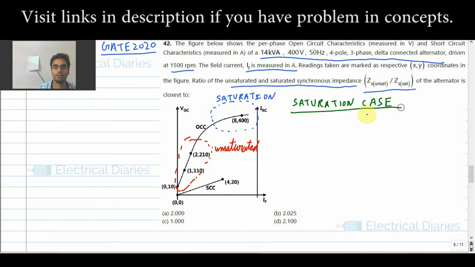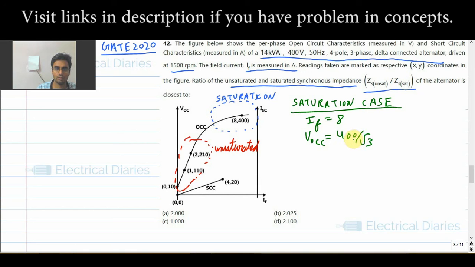See, for the saturation, your field current is what? 8. Your IF is 8, and I am approximating because this point is only given for this region, so I am taking IF equal to 8. That's why it's given that you have to find what is closest to. So IF is equal to 8. So now for the saturation region also, your VOCC is 400 by root 3. So that we all know.